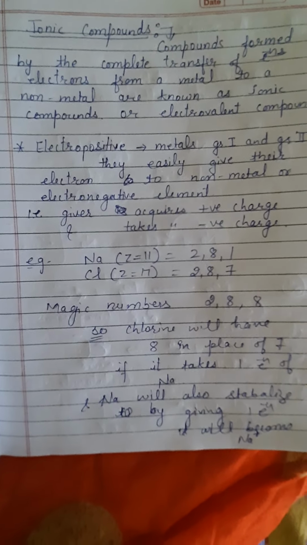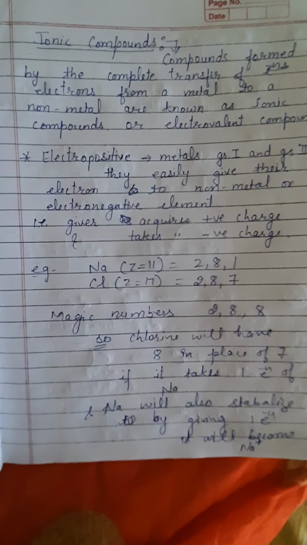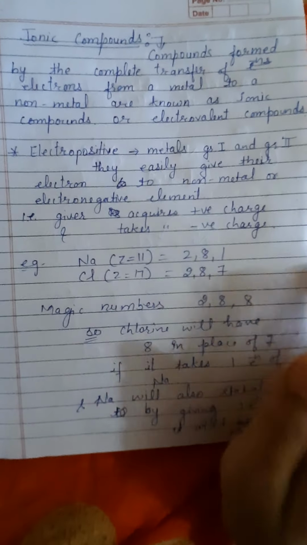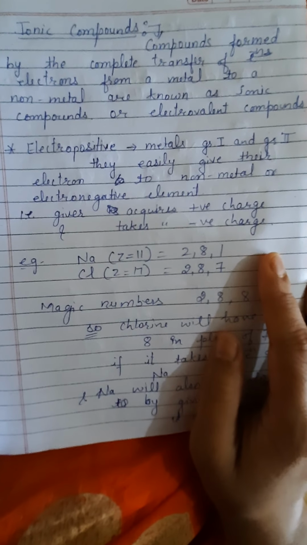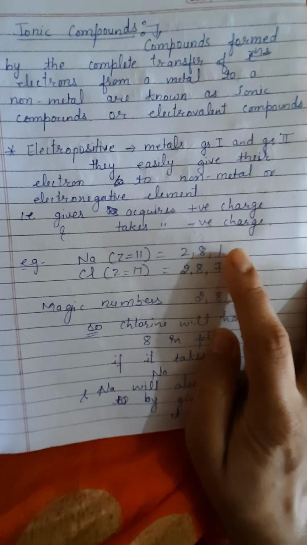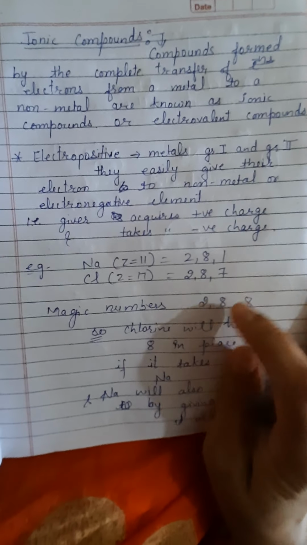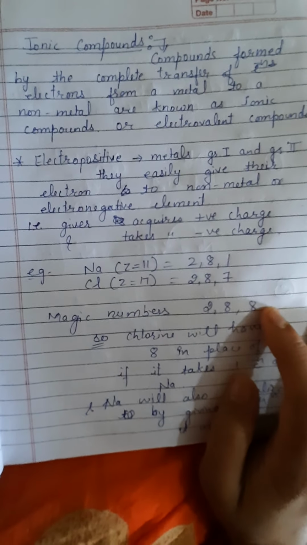A general example, you can take sodium. Sodium's atomic number is 11. So how can you write sodium? The electronic configuration is 2, 8, 1. Now, this one is extra. The magic numbers you have already studied in ninth class. It is 2, 8, 8. Here you have studied 2, 8, 8.